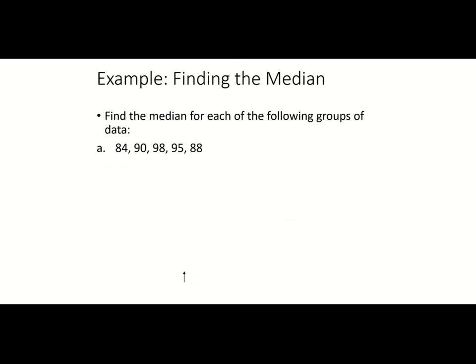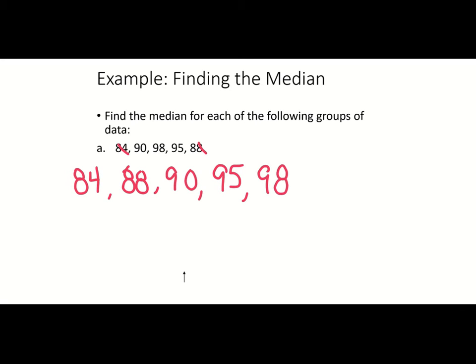All right, so here we're going to find the median for this set of numbers. The first thing we need to do is list them in order from least to greatest. So we have 84, 88, 90, 95, and 98. This is a fairly small set of data points. There are 5 of them, which is an odd number. So that means that my median, or my middle number, is 90.